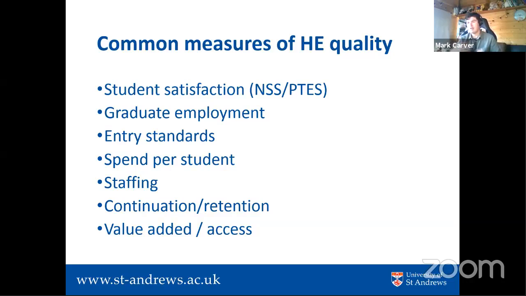So if you want to increase your staffing score, you hire more staff. And assuming you've got the money there, you can spend more per student to get that figure up. You can increase your entry standards up to the point where you are no longer able to attract enough students. But other things you can't really game. So the satisfaction scores, graduate employment, these are things that are much trickier for you to manipulate on a year-by-year basis.